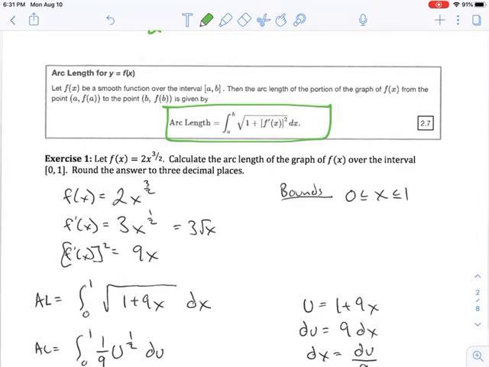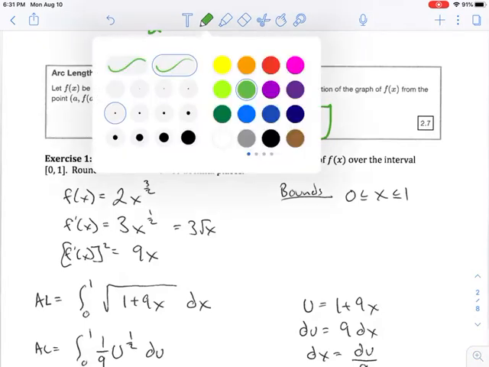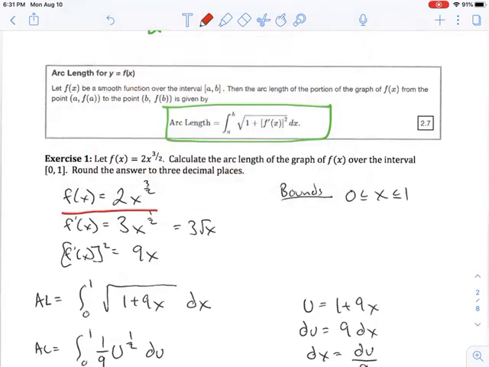Okay, exercise 1, we have a function and we want to find the arc length over the interval from 0 to 1. Round the answer to 3 decimal places. So the steps that I like to take when I'm doing one of these problems is, of course, I'm going to start with my function. f of x is equal to 2x to the 3 halves. Then I find the derivative. The derivative of that is 3x to the 1 half. And then I square it. So 3x to the 1 half squared is 9x. So I do those things, boom, boom, boom, just get that out of the way.